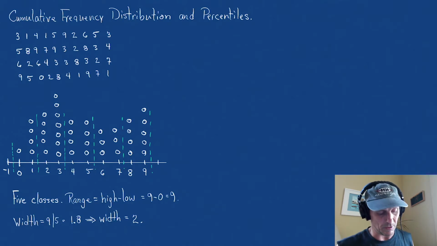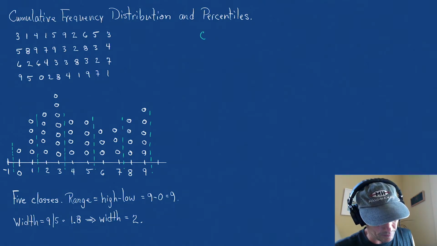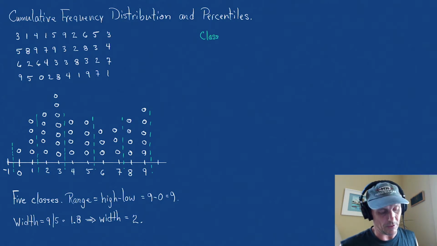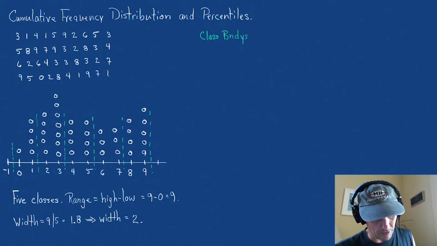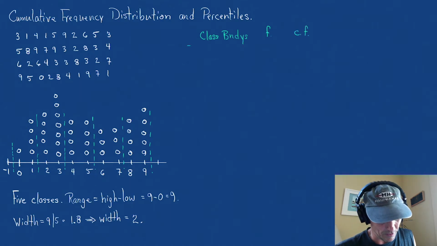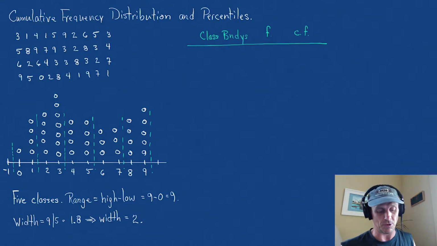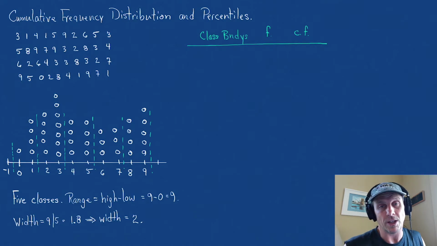And so here's what we're going to do. We're going to have our class. And notice that we're going to use boundaries. So I'll write that. I'm going to abbreviate it, BN, class boundaries. We'll write our frequency, and then we're going to write our cumulative frequency. Those are my abbreviations here. So let's construct. Now what we're doing is we're building our frequency distribution. And since we're including cumulative frequency, you could even call it a cumulative frequency distribution.